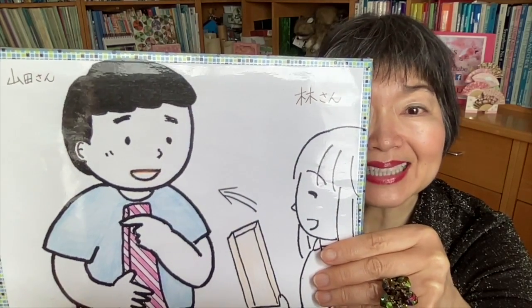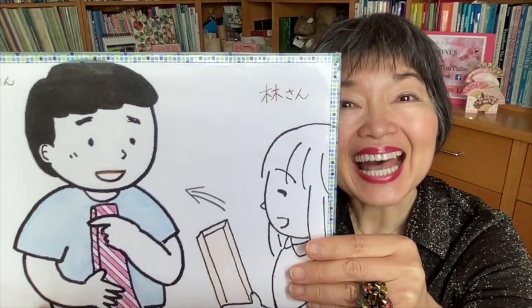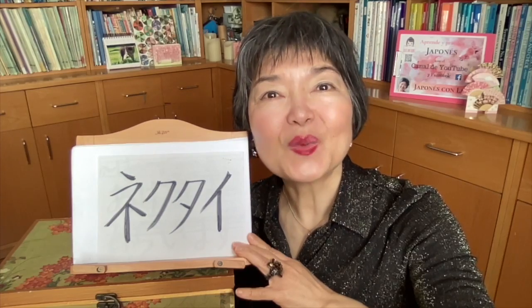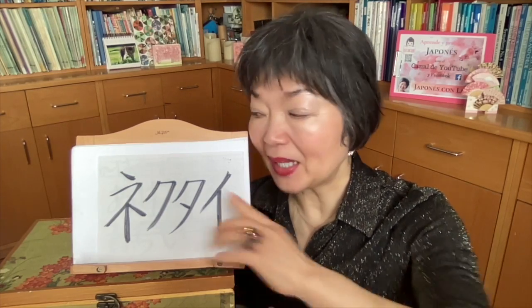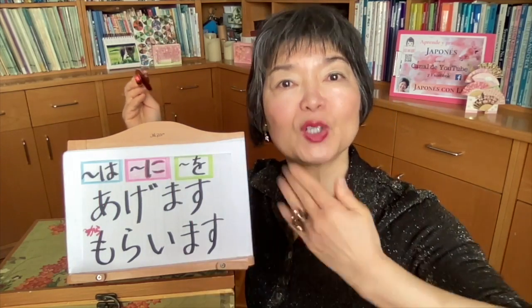Mr. Yamada got a necktie, or received a necktie from Miss Hayashi. Necktie, we say in Japanese almost the same: ネクタイ. The verb that we're going to use is this one, もらいます, to receive, to get some presents like this.